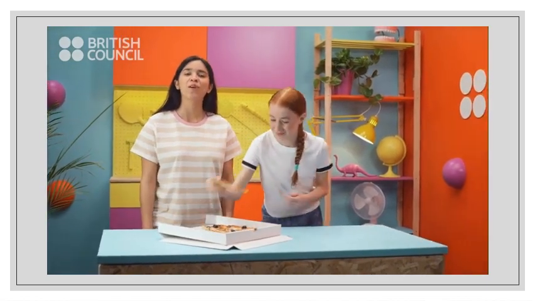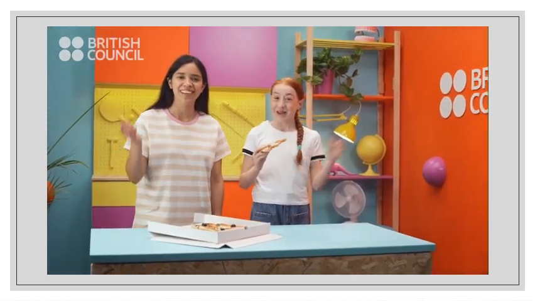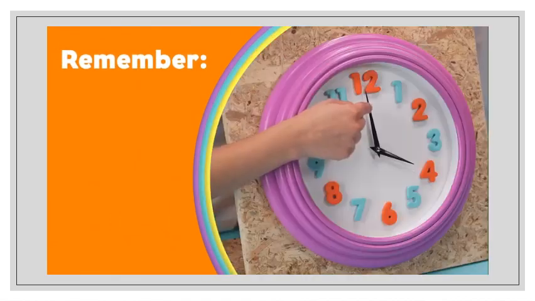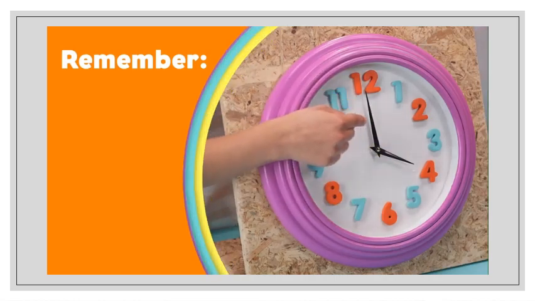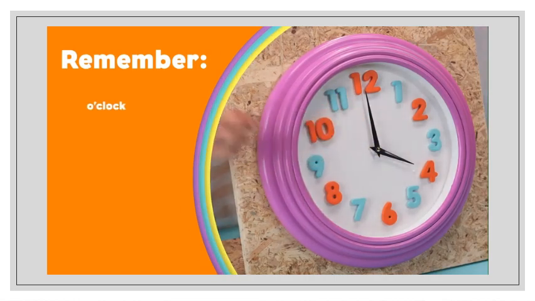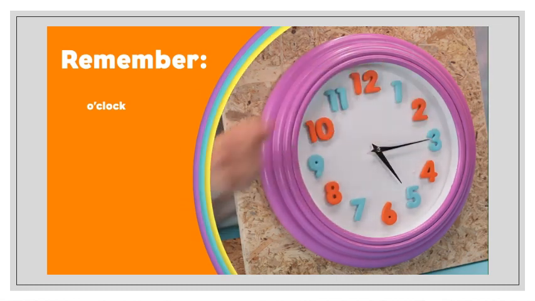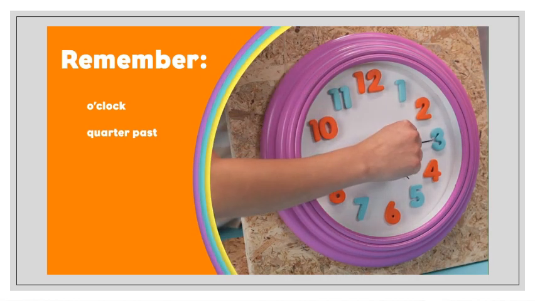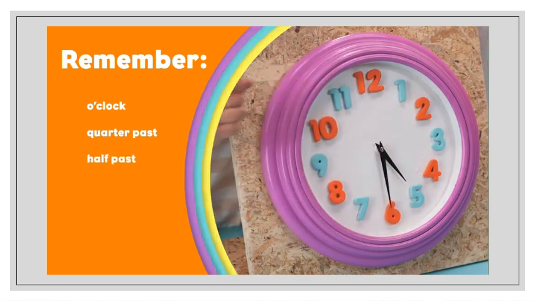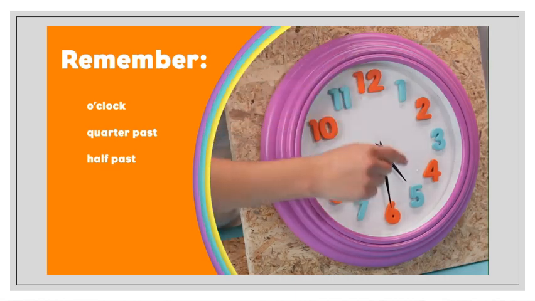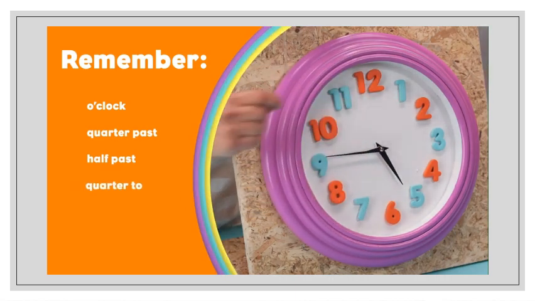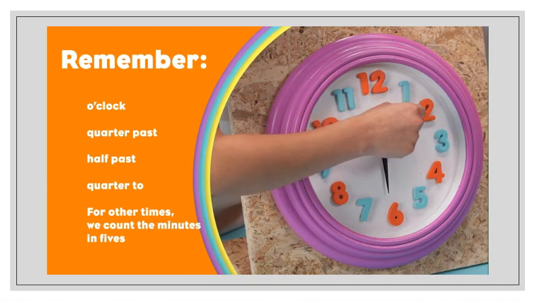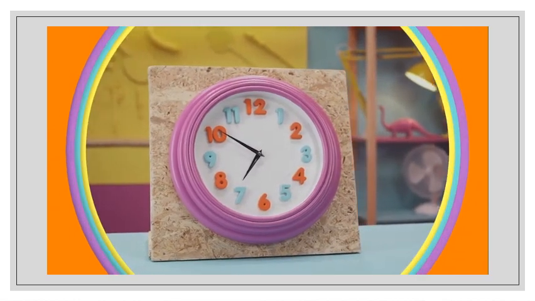Yes. We hope you have fun learning to tell the time with us. Goodbye. Remember to tell the time. When the big hand is on the 12, we say it's o'clock. When the big hand is on the 3, we say it's quarter past. When the big hand is on the 6, we say it's half past. When the big hand is on the 9, we say it's quarter to. For other times, we count the minutes in fives. That's it. Now you can practice telling the time.